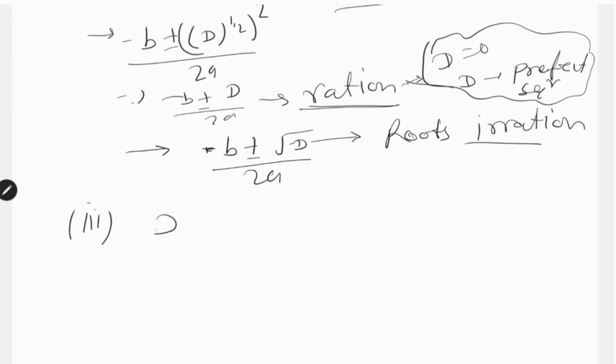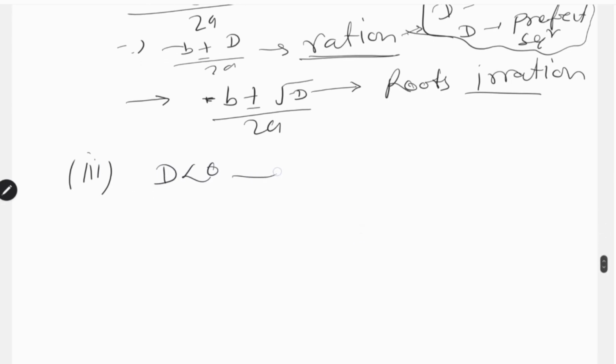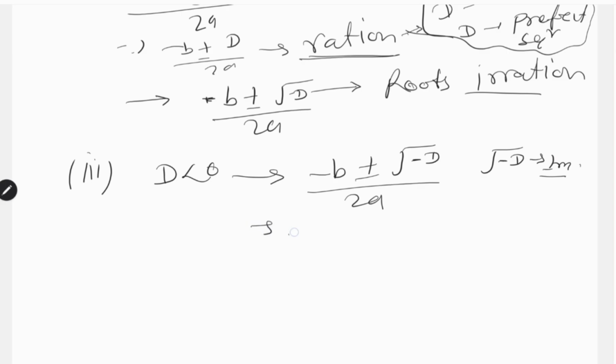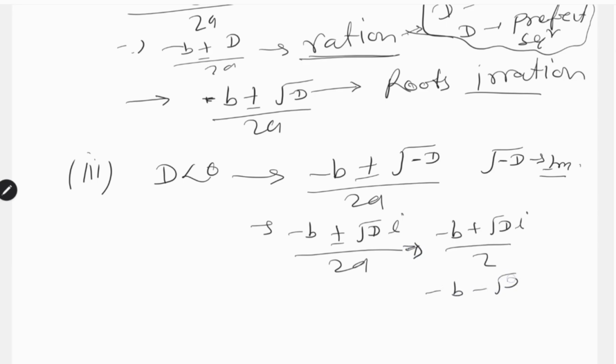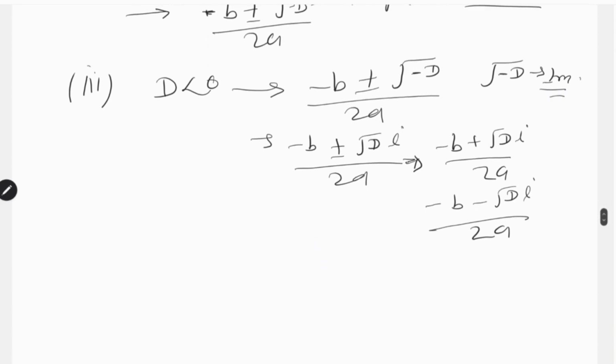Third condition: if D is less than 0, what does that mean? Then -b ± √D over 2a, where D is negative, so √D is an imaginary number. We write it as -b ± √|D| i over 2a. One root is (-b + √|D| i) / 2a and the other root is (-b - √|D| i) / 2a. That is, imaginary roots.